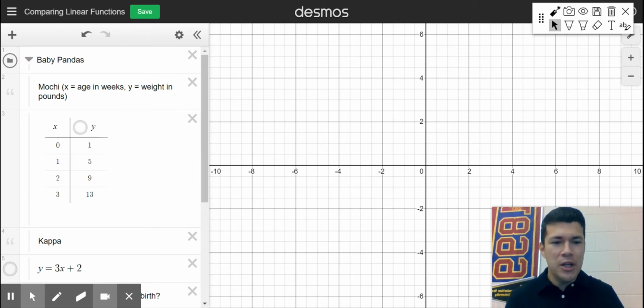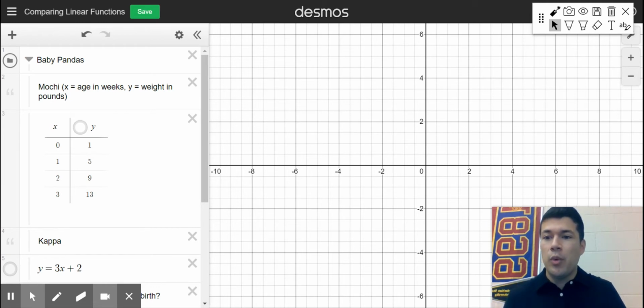There's a panda named Mochi and a panda named Kappa, and that's just so exciting because what could be cuter, right? And basically, we have information about each of the pandas. And what we're going to do is compare them and answer some questions. So here's what we know about the pandas.